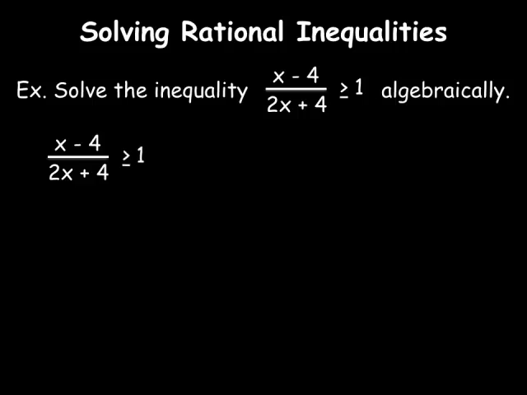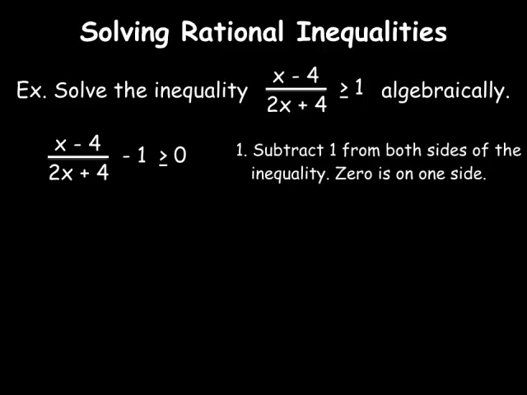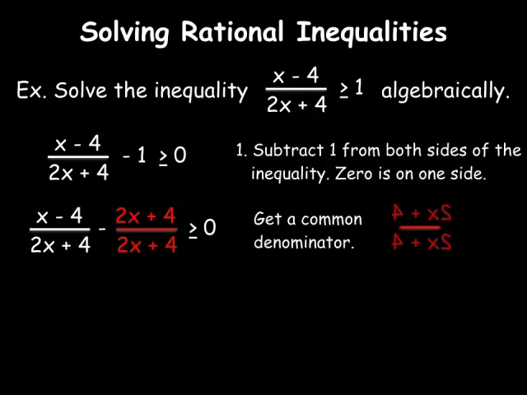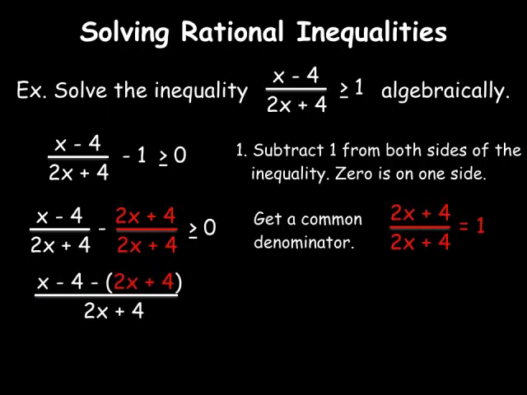Step 1. Subtract 1 from both sides of the inequality. We want 0 on one side. Now we want to simplify, so it's necessary to get a common denominator in order to subtract fractions. Note, (2x + 4)/(2x + 4) is equal to 1 for all values for which it is defined. Now subtract only the numerators.